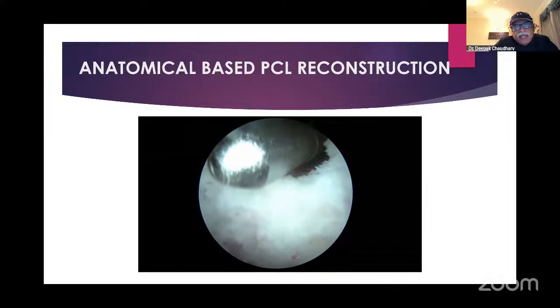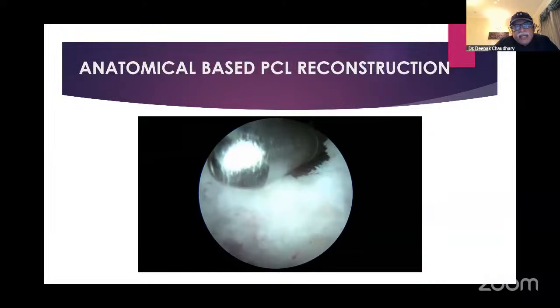Sir, for isolated PCL in 90% of cases I use a single bundle only. As such, also in 90% of cases I use a single bundle. I always preserve the remnant of the PCL, and along with that I do a single bundle PCL reconstruction to get a very good result. Okay. Always.